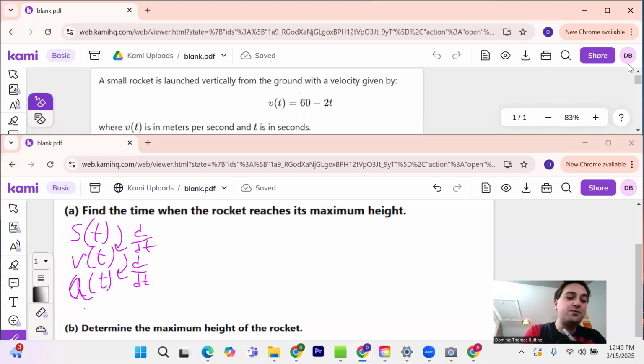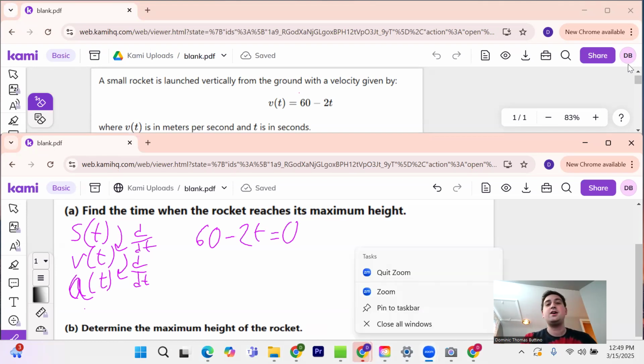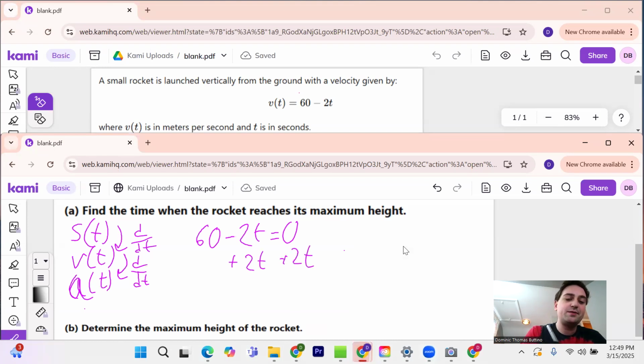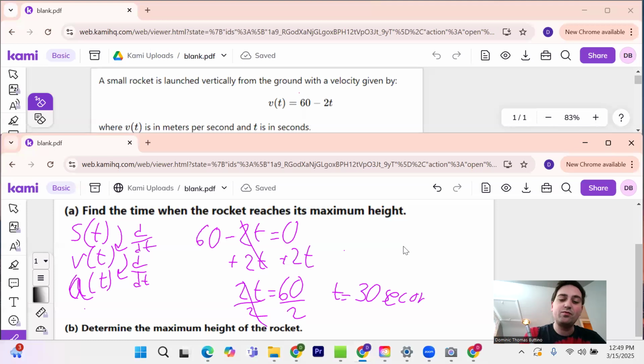So here's what we do. All we have to do is say 60 minus 2t equals 0. And now we have a very simple algebra problem. Calculus setup, but an algebra problem that we can solve pretty easily. We're just going to add 2t to each side. We get 2t equals 60. Divide each side by 2. And t is going to equal 30 seconds. So that's the first one.